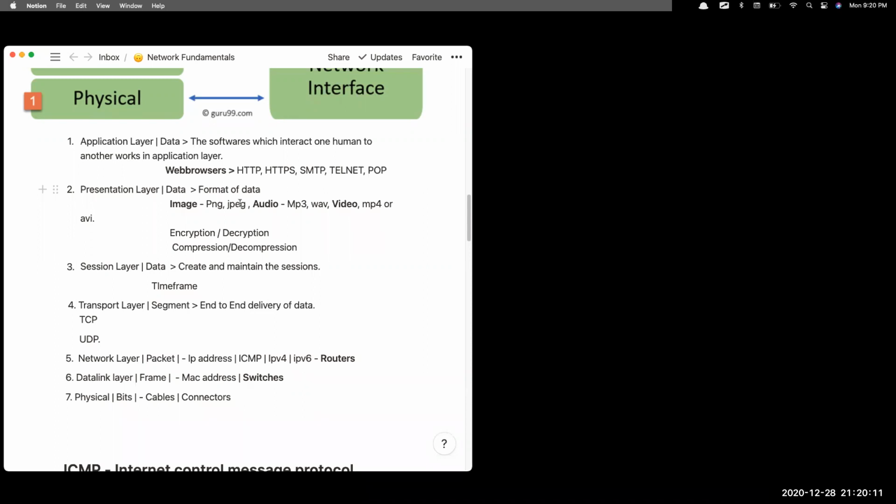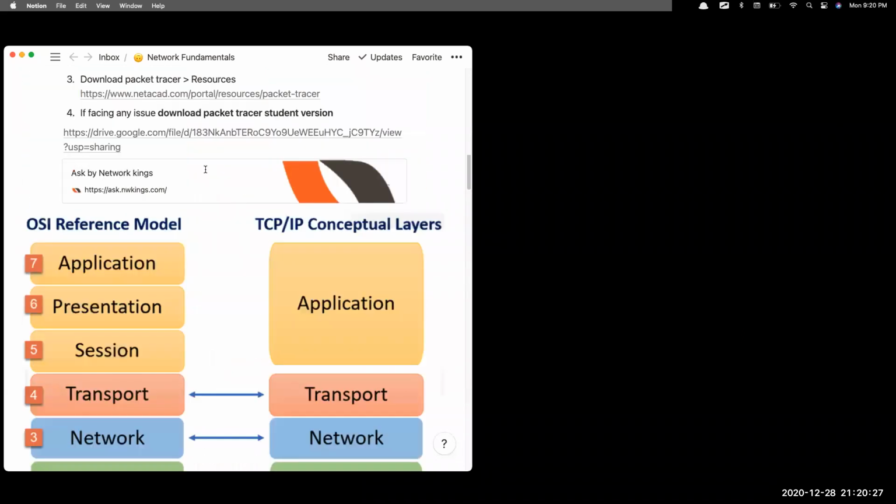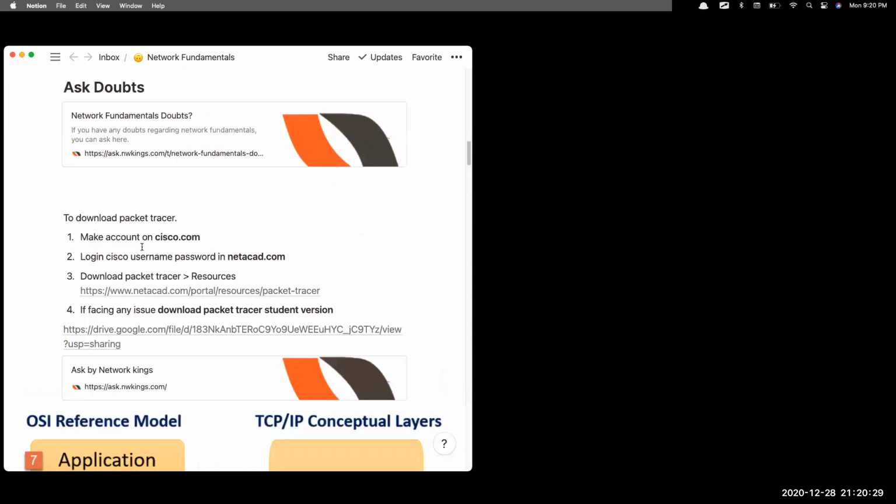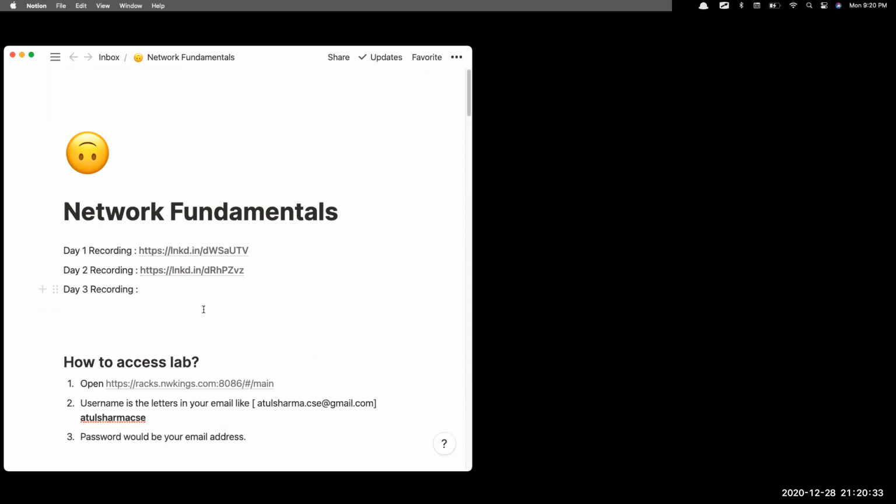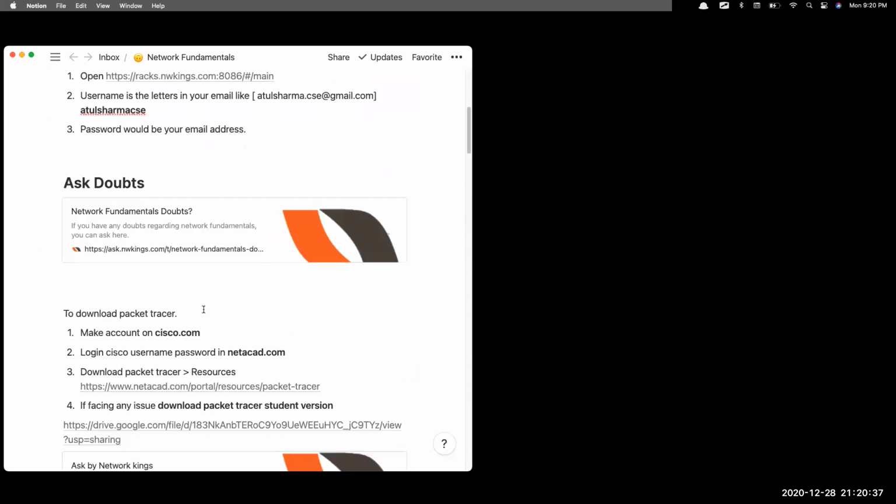In the transport layer, we have end-to-end delivery of data where we get TCP and UDP. TCP is a protocol where we get acknowledgements, but in UDP, we don't get the acknowledgements. So just check the second day video, the link already shared here. If you are attending this session today, you should watch these two videos, which are yesterday's and the day before yesterday's video.